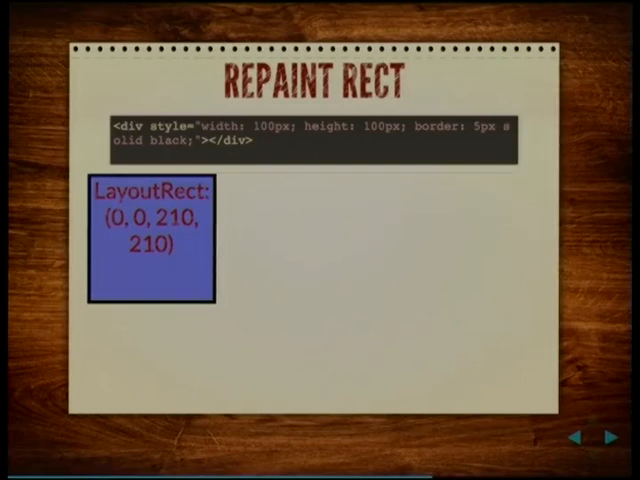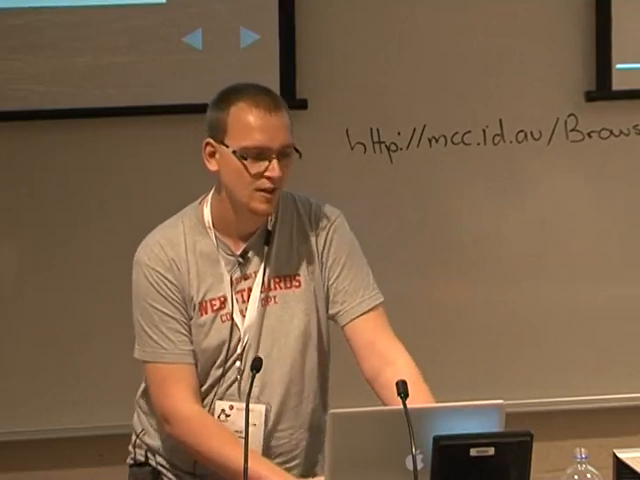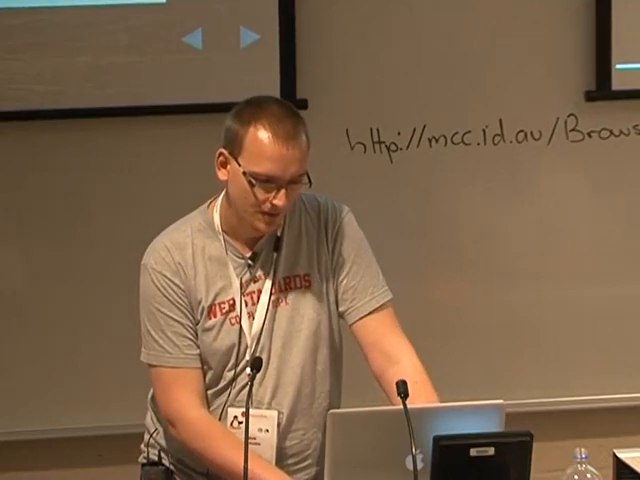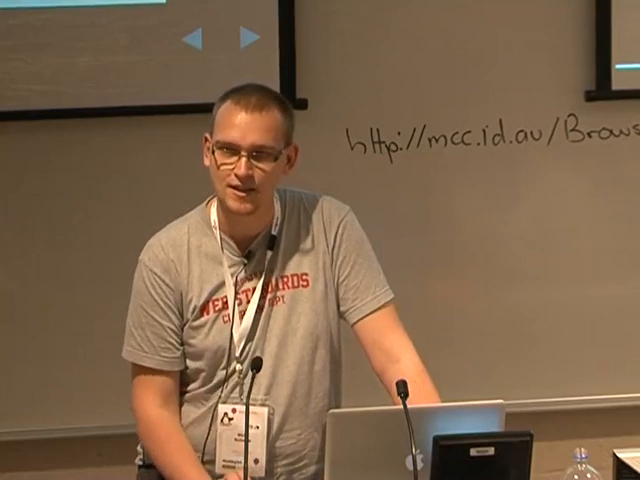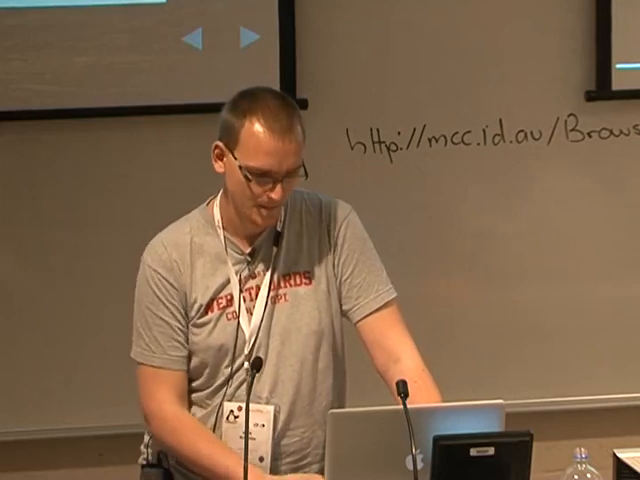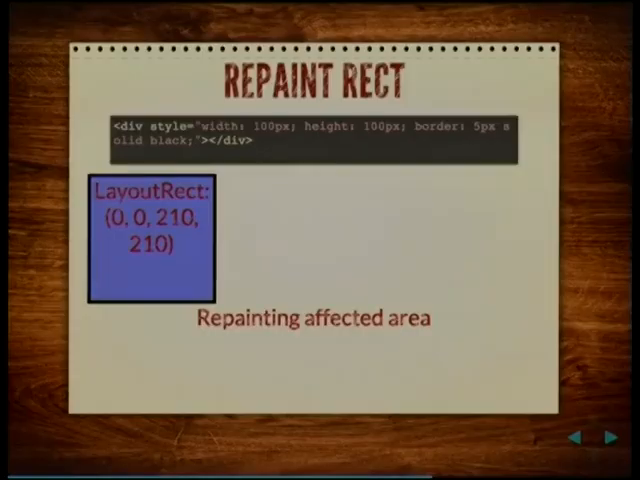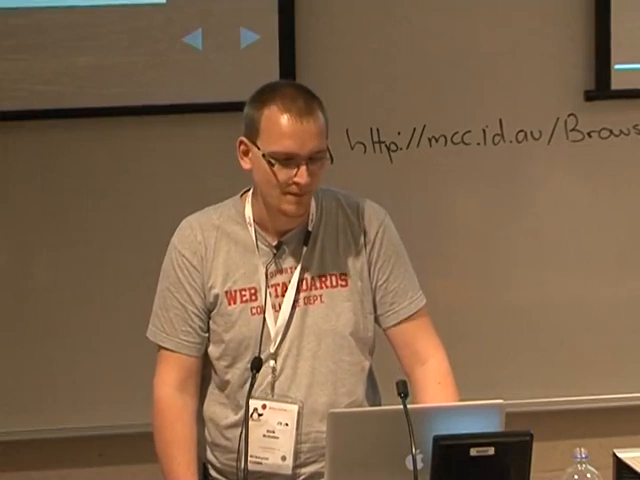And this also helps us to know which part of the web page needs to get repainted. So we are not repainting the whole page all the time. If I change the color of this rect here, then just this rect is repainted. Everything else stays as it is. Otherwise, it would be far too complex, and far too slow also. And that's why we call it the repaint area, or the repaint rect. And this is also the affected area of painting.